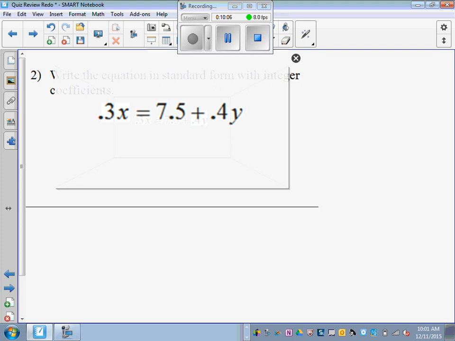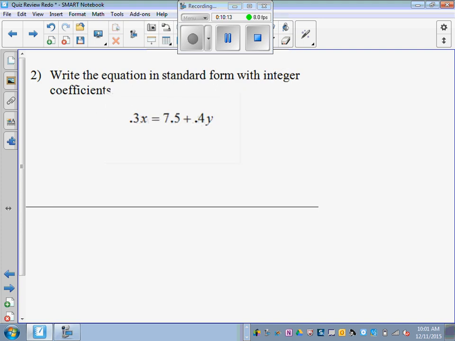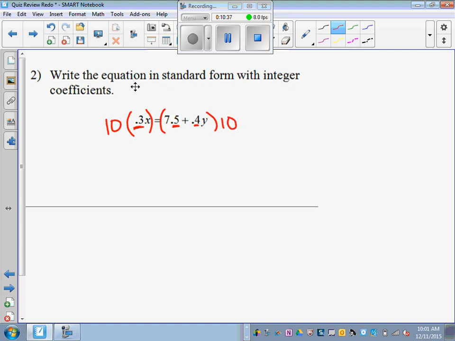Okay, so when we have a decimals problem, we want to take a look at our places after the decimal. So here I see I have 1 after the decimal. Here I have 1 after the decimal. And here I have 1 after the decimal. If I have 1 after the decimal, what place is that? It's the 10th place. So we're going to multiply by 10 on both sides.